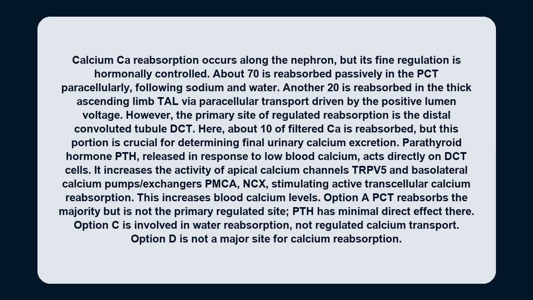Parathyroid hormone, PTH, released in response to low blood calcium, acts directly on DCT cells. It increases the activity of apical calcium channels TRPV5 and basolateral calcium pumps/exchangers PMCA and NCX, stimulating active transcellular calcium reabsorption. This increases blood calcium levels. Option A, PCT reabsorbs the majority, but is not the primary regulated site. PTH has minimal direct effect there. Option C is involved in water reabsorption, not regulated calcium transport. Option D is not a major site for calcium reabsorption.